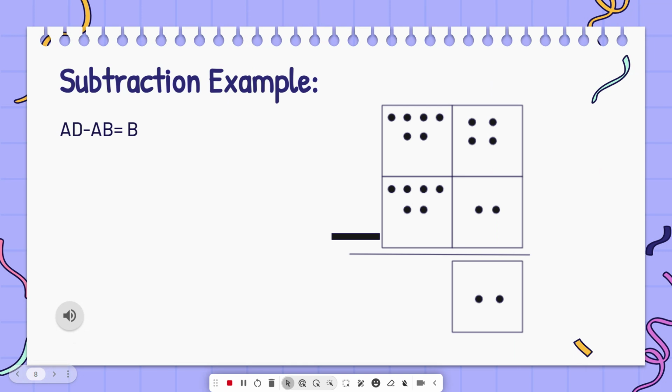Next, we have a subtraction example. The subtraction problem is AD minus AB equals B. And over here on the right, we have a dots and boxes representation of that problem.